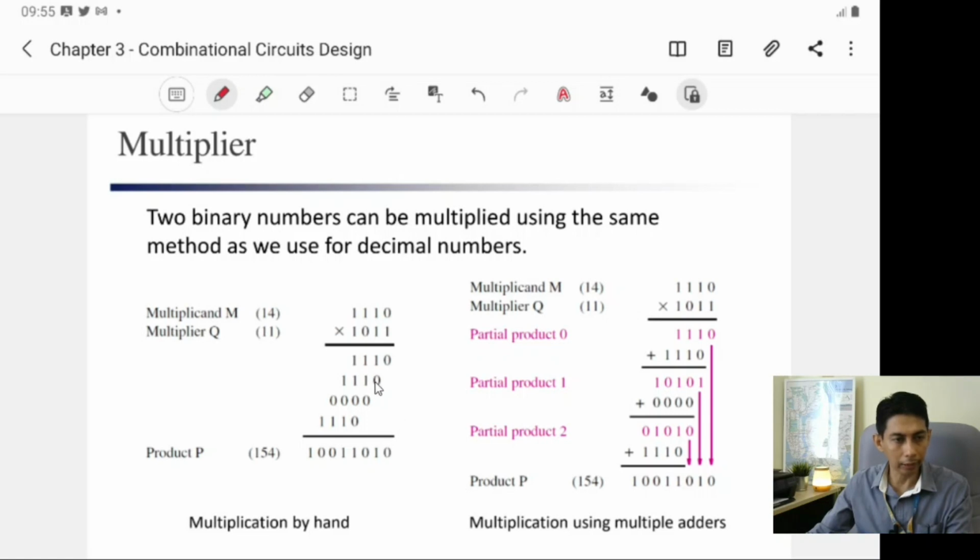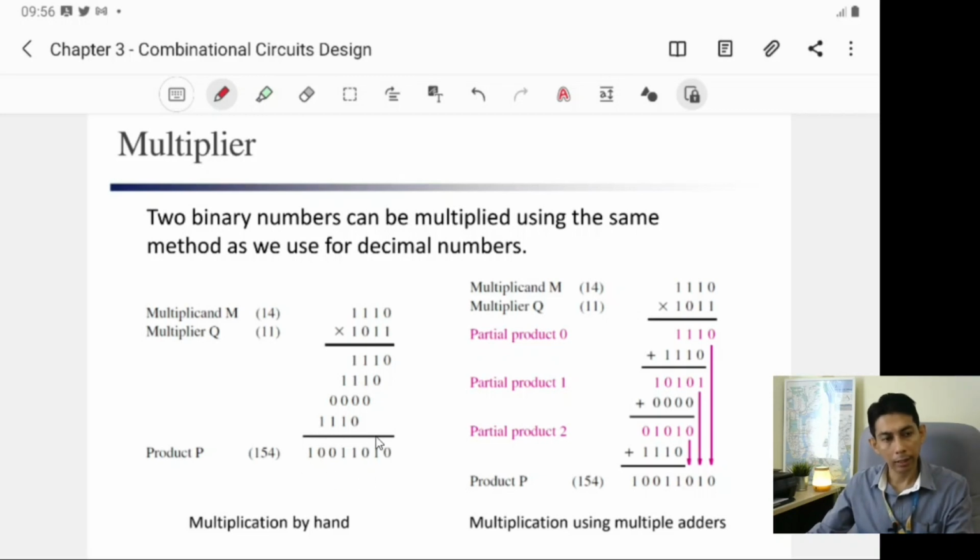And this you add 1 plus 0, you have 1. And this you add 1 plus 1, you have 0, and you have a carry, and you will have this. And this is 154 in decimal, and of course 14 multiplied by 11 is 154. And this is how you do multiplication in binary.